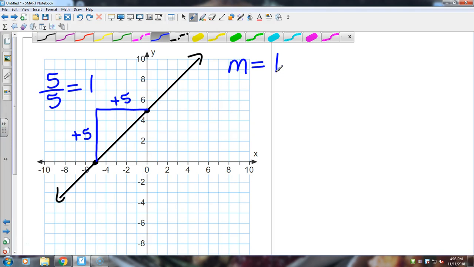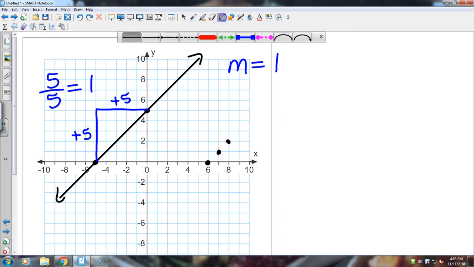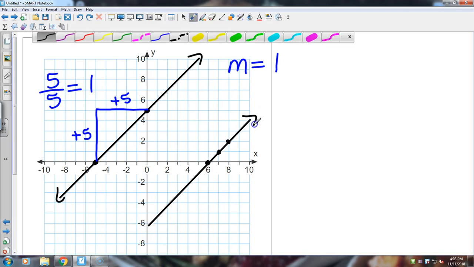Well, let's just make one. So let's say this is one of my points. If my slope is 1, I can go up 5 and to the right 5, or I can just go up 1 to the right 1. And it does the exact same thing. And so you will see, as I put that line on there, because it has a slope of 1, then these two lines are parallel.